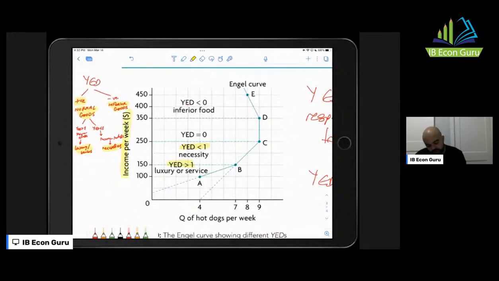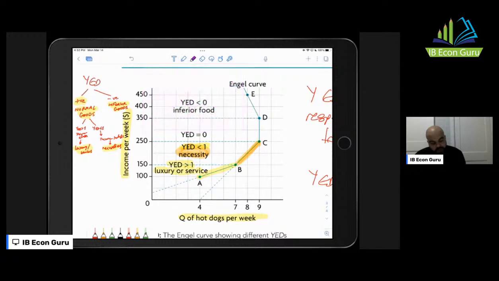So here you have income per week and the quantity of hot dogs. If the Engel curve is positively sloping but relatively flat, then YED is greater than 1. This is a luxury good or a service. If the Engel curve is positively sloping but relatively steep, that means YED is less than 1. This is the case of a necessity.